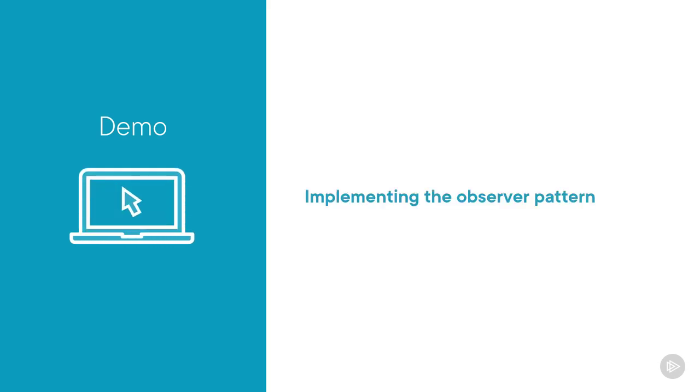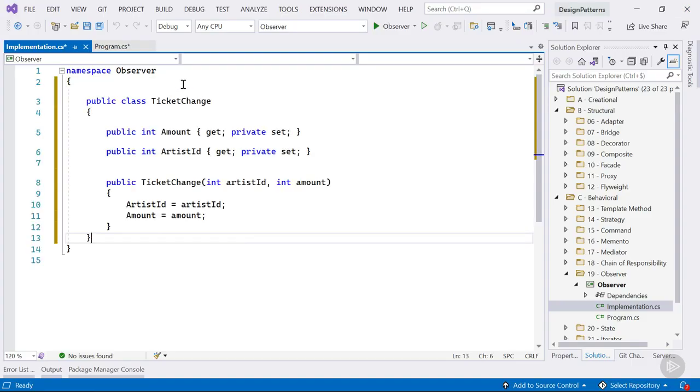In this demo, we'll implement the observer pattern. And we're going to start with a helper class, ticket change. This will hold the state change information that needs to be sent to observers. For example, a ticket change for artist with ID 1 and amount 2 means that 2 tickets have been sold for this artist. It's an object of this type that will be received by observers.